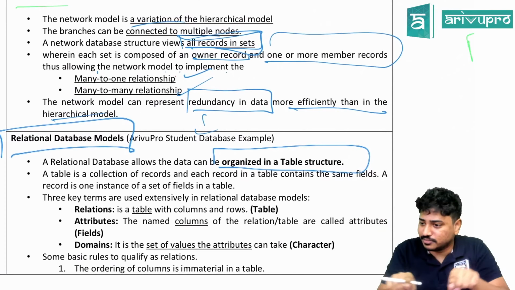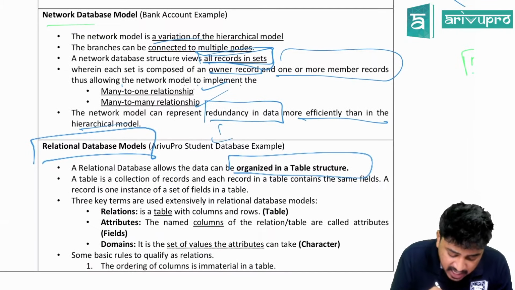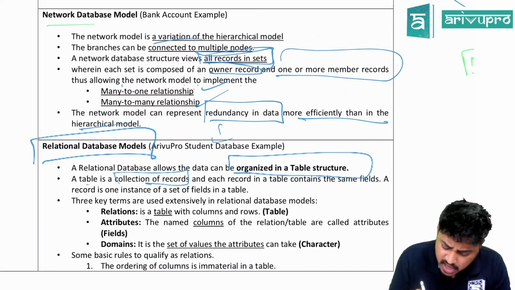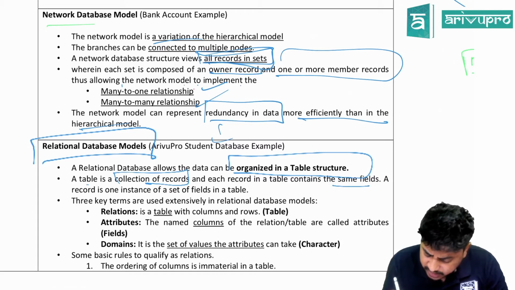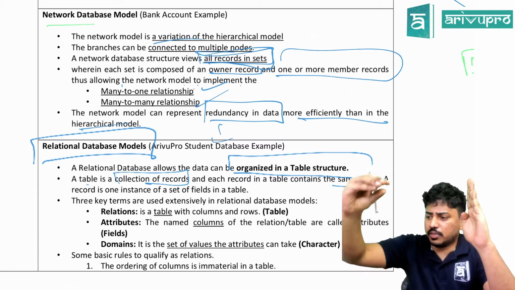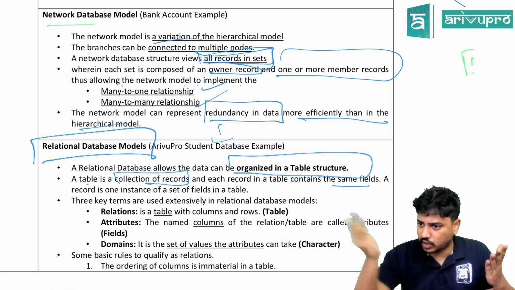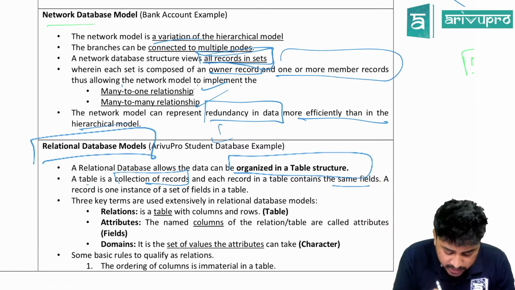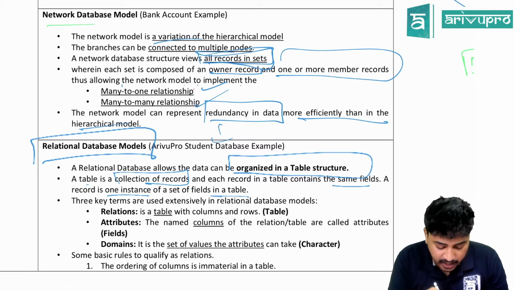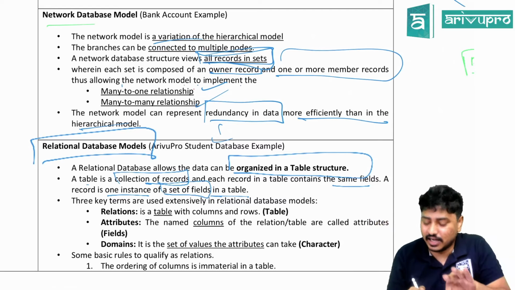Was it in a table structure? Yes or no? Tabular column. We draw it in tabular form. It's a table column. That is how it is. Now, a table is a collection of records. This we saw already. And each record contains the same fields. Every record contains serial number, name, phone number, email ID. Next record, serial number, name. Same only, no? Is it different from one to other? No. A record is one instance of a set of fields in a table.